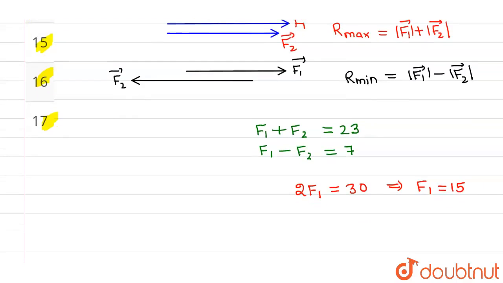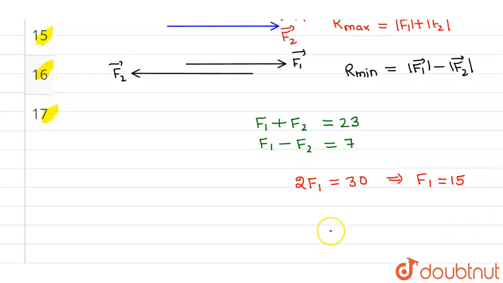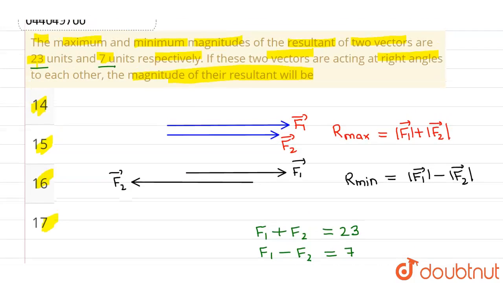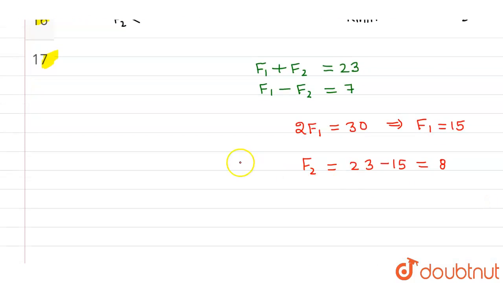Now if f1 is 15, then f2 will be 23 minus 15, and that comes out to be 8 units. We are not specified that the vectors are forces or anything else, so units rather than newtons. Now we are told that both f1 and f2 are acting perpendicular to each other. So let's say this is f1 vector and this is f2 vector, and the angle between them is 90 degrees.